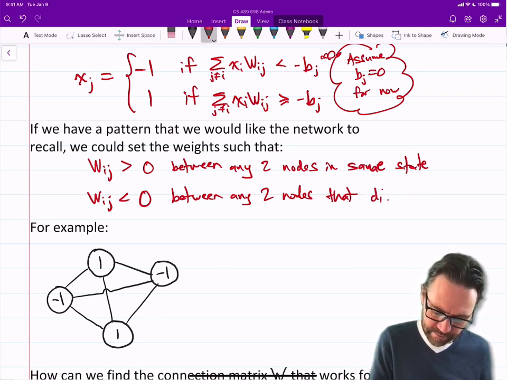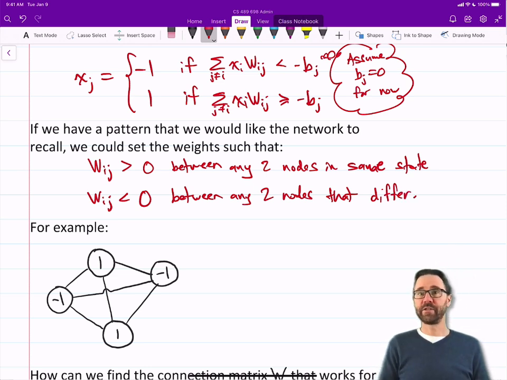Kindergarten writing. Not that there's anything wrong with kindergartners.